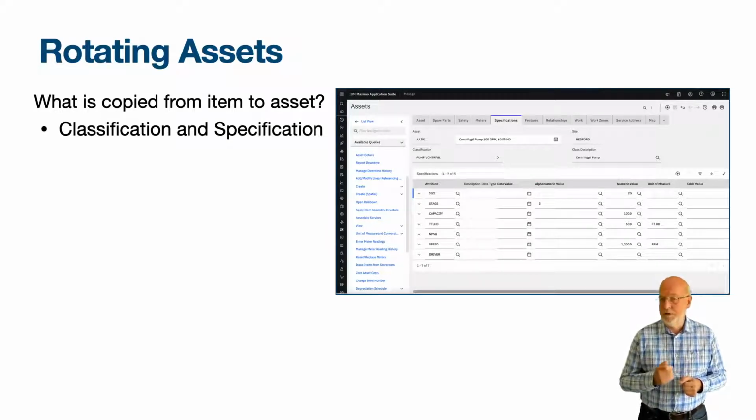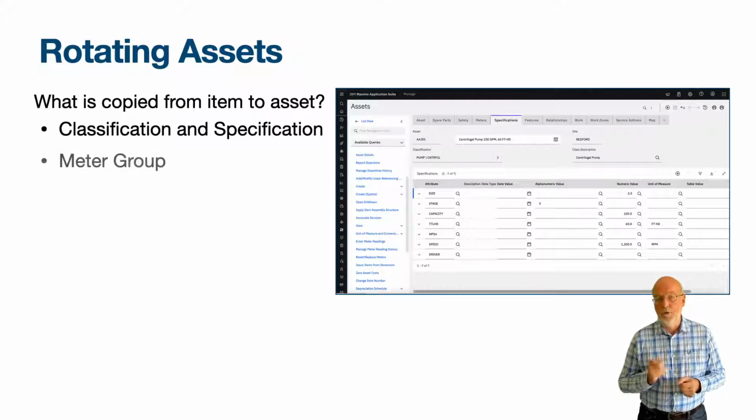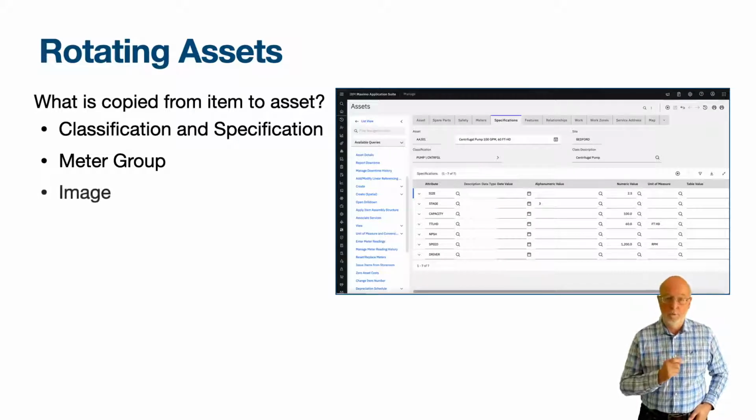We have previously discussed that the meter group is copied from the rotating item to the rotating asset, but what other data is copied? If you have an image on the item master record, the image is also copied to the rotating asset. There was an image of a pump on the previous slide, but this was manually created via the Add Update Image action.